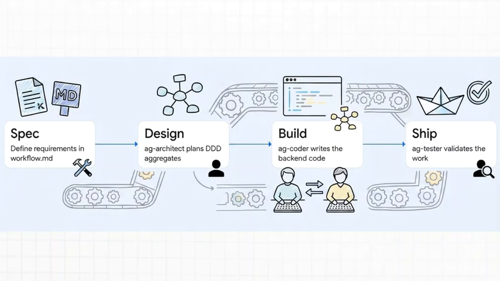Once the design is locked in, we move right into the build phase, where the ag coder and ag UI developer get to work, either in parallel or sequentially, to write the actual software. And finally, the ag tester validates the work so you can ship it with total confidence. It literally transforms AI coding from a chaotic chat window into a totally predictable, engineered pipeline.